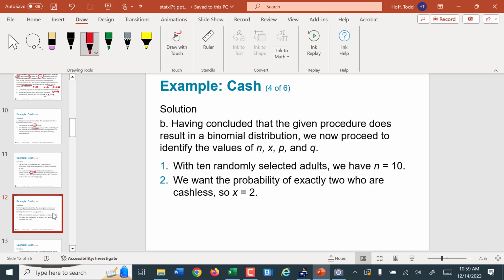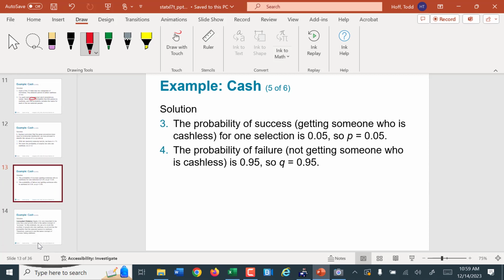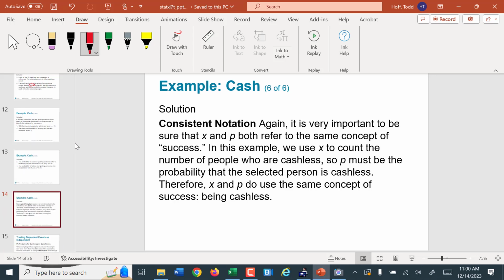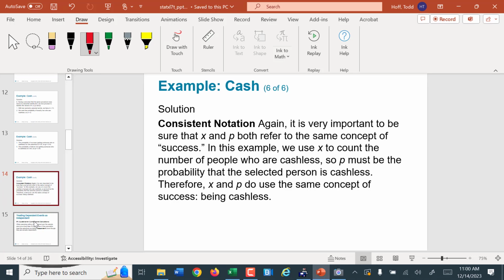So now, let's find the probability that exactly 2 of them are cashless. So our probability of success, as we said, was 0.05, failure 0.95. Our notation is consistent. P represents the probability of being cashless, and we're trying to find the probability that 2 out of the 10 were cashless. So we've guaranteed that we've met that condition as well.